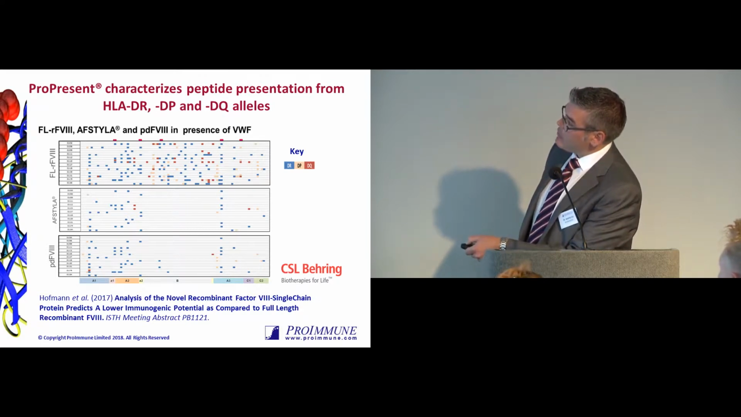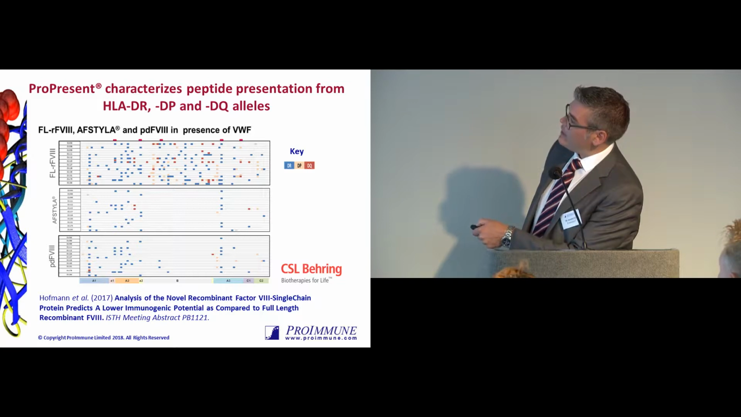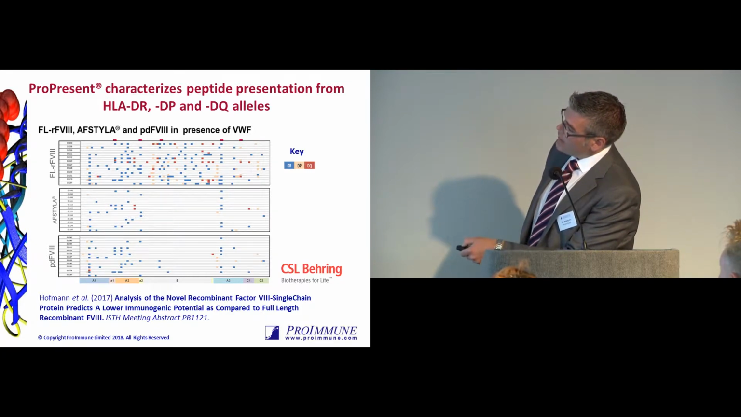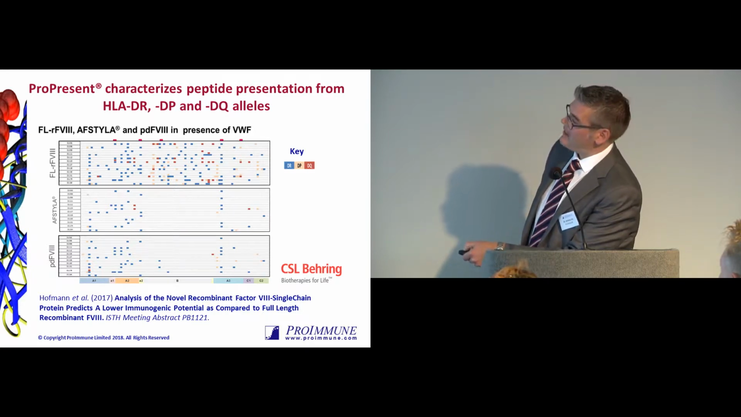And what you can see here is, the key here is the three different colors. So we've got DR peptide presentation in blue, DP in sort of orange, and then DQ in red. And the three different versions are on the left here. So we've got the full-length factor VIII, the Afstyla B-domain deleted, which is why there's no peptides being presented from the B-domain, and the plasma-derived factor VIII as well.